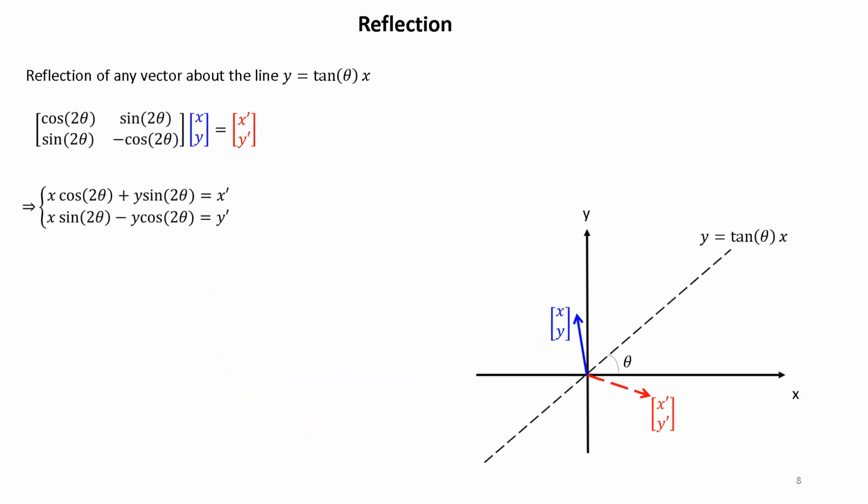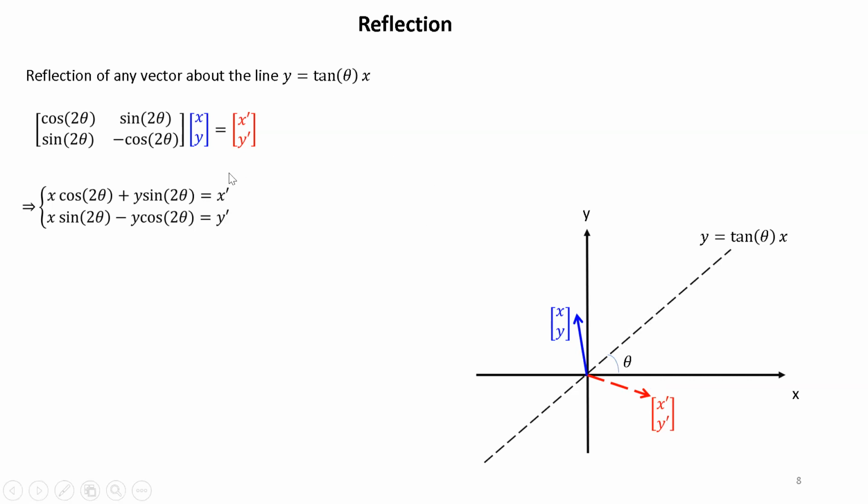The next example is a so-called reflection. Suppose I have this blue vector here, and this dashed line is the symmetry axis, like a line where I put a mirror. If I want to look at the mirror reflection of this blue vector about this line, then what you get would be this red vector. So this is a reflection.